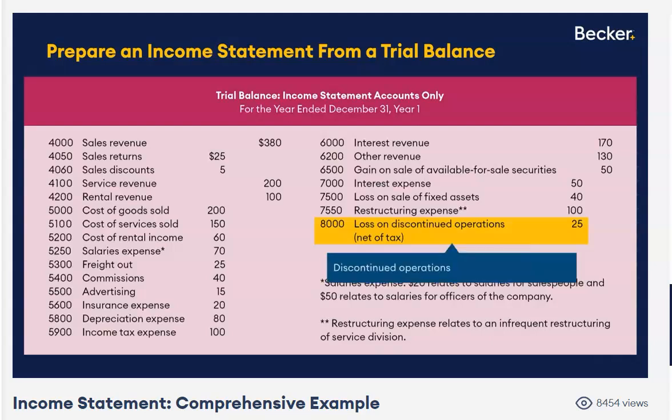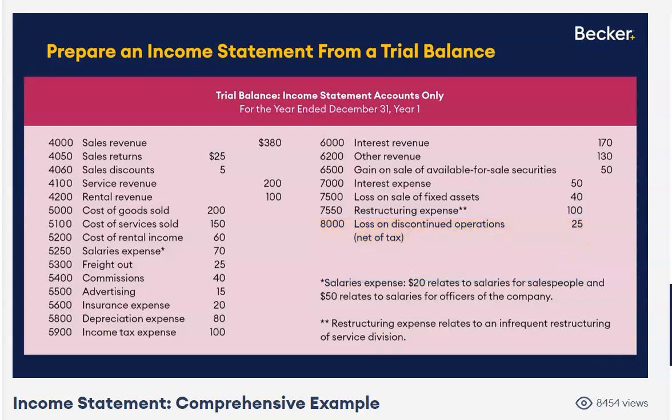Now remember, discontinued operations, when you see that, separate line item all the way at the bottom after your income from continuing operations, after tax, and the discontinued operation is always shown how? Net of tax, okay? And this is a loss, so this will reduce our income.